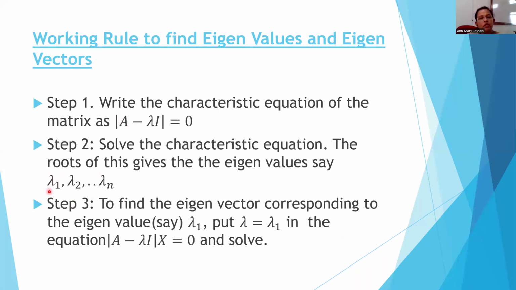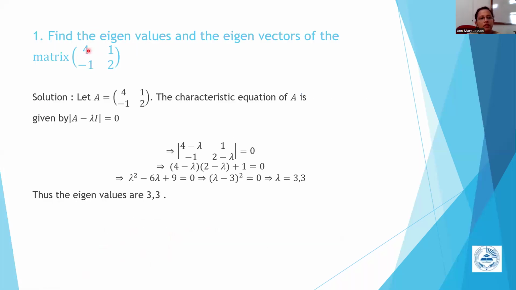Now step 3, once you get the eigenvalues, is to find the corresponding eigenvector. That is, we put each eigenvalue into the equation A minus lambda I into x equal to 0 and we solve. Let us take an example. Find the eigenvalues and the eigenvectors of the matrix 4, 1, minus 1, 2. Let this be A, and the characteristic equation of A is given by determinant A minus lambda I equal to 0.